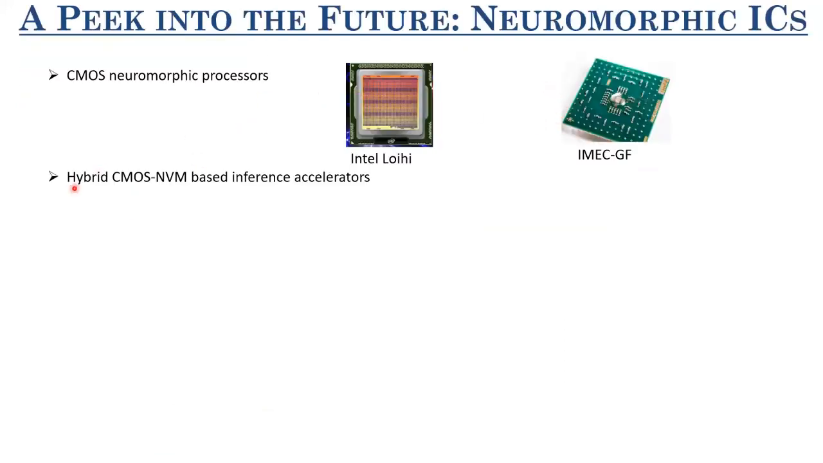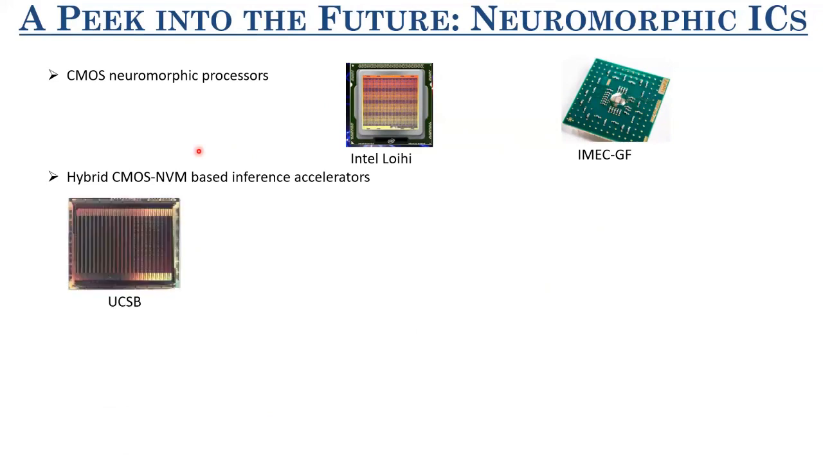Now, the second is hybrid CMOS non-volatile memory-based accelerators. Non-volatile memories are emerging memories, which can also be used as those adjustable conductances. One of them was this RAM-based accelerator. When I talk about this hybrid CMOS NVM, what I mean is the back end of line, where you have some transistors as well as some memory. That is why it's called a hybrid CMOS NVM based accelerator.